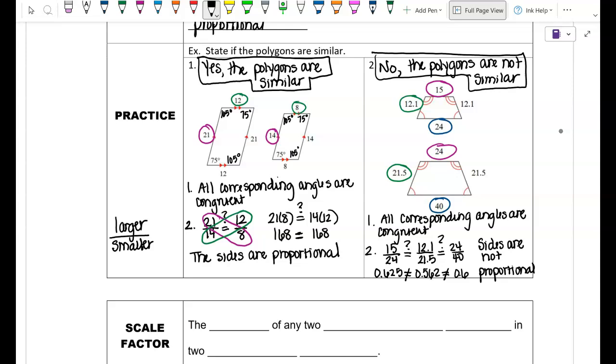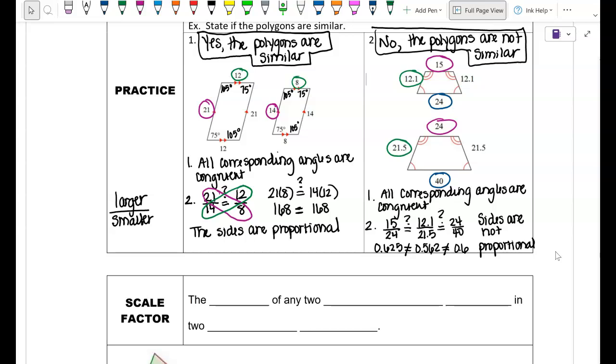So again, we have to be able to meet both criteria to be able to say that they are similar. So don't just look at the angles and say, oh, the angles are congruent, so they must be similar. You have to be able to show that the sides are proportional. And again, whether you can use cross products to show that, or whether you have to reduce them down to decimals to compare, you have to be able to show that.